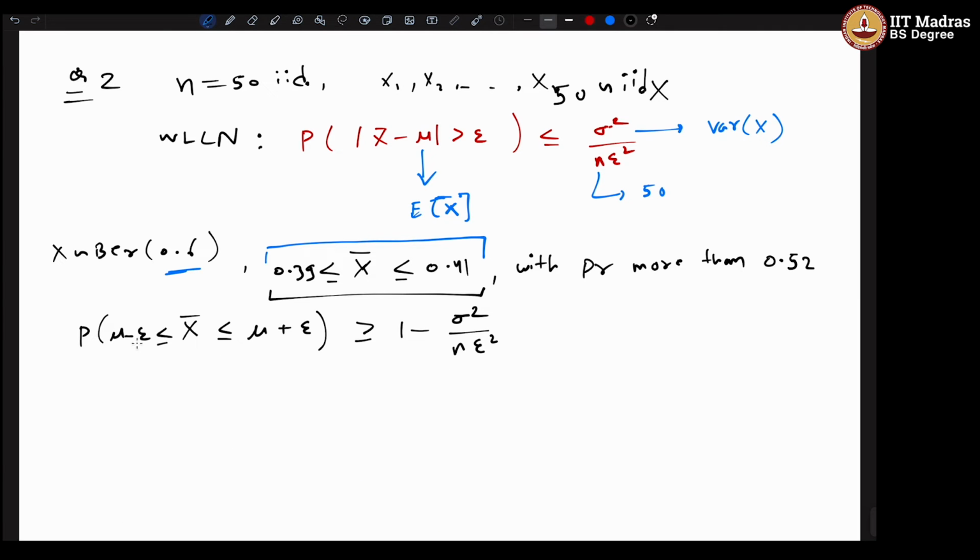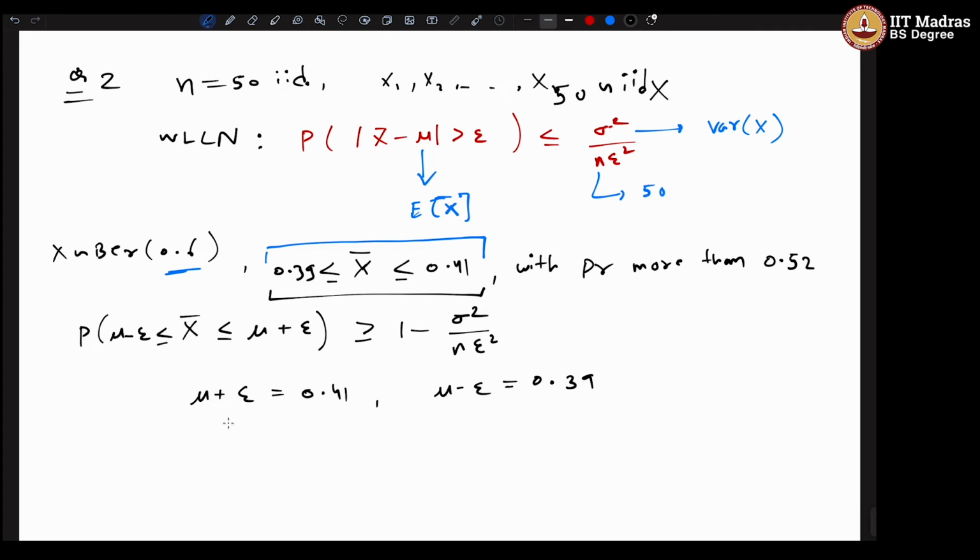Okay, so now I have written this again. I have removed other things, and now we have this expression which is here. So what we want is we want mu plus epsilon to be equal to, sorry, I'm calling it again and again sigma, so pardon me for that. This is epsilon. So mu plus epsilon should be 0.41, and mu minus epsilon should be equal to 0.39.